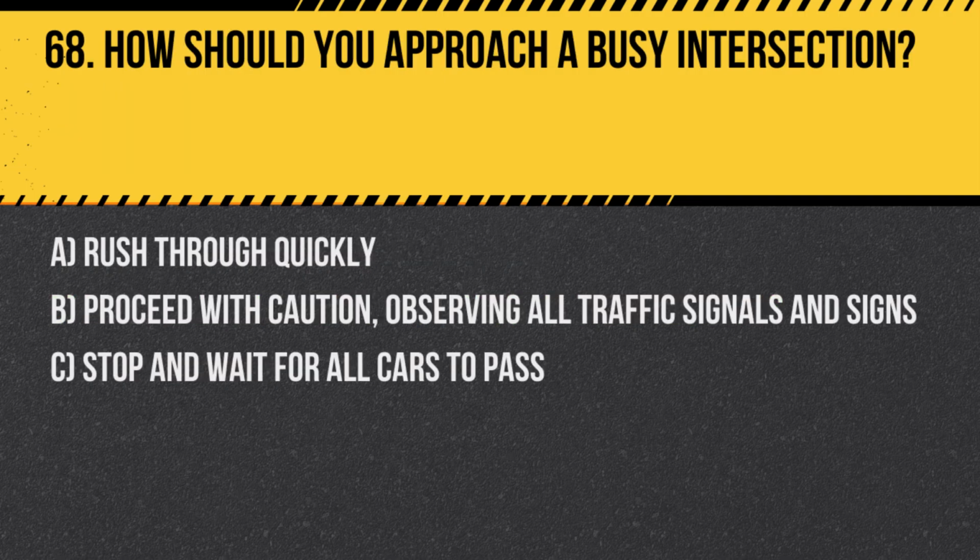Question 68. How should you approach a busy intersection? A. Rush through quickly. B. Proceed with caution, observing all traffic signals and signs. C. Stop and wait for all cars to pass. Answer B. Proceed with caution, observing all traffic signals and signs. At busy intersections, it is important to approach with caution and comply with all traffic controls to navigate safely.